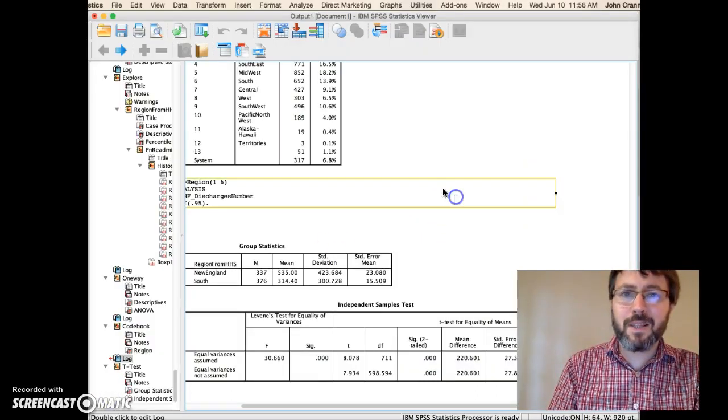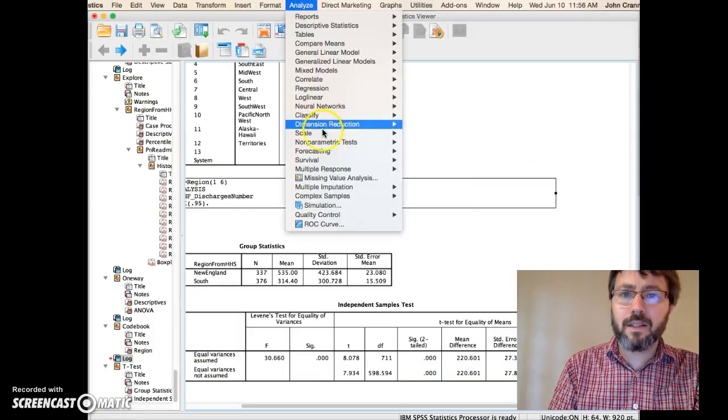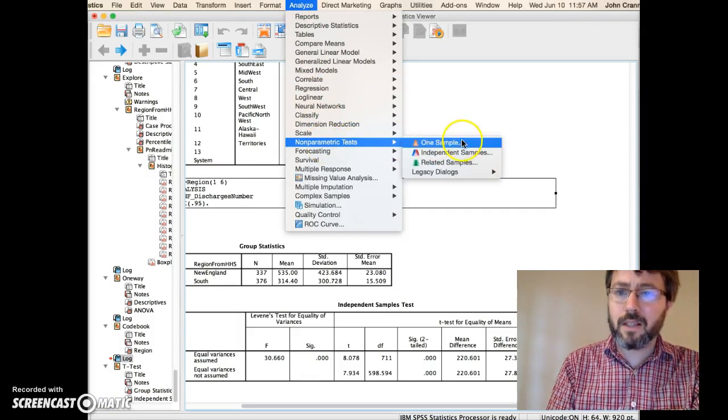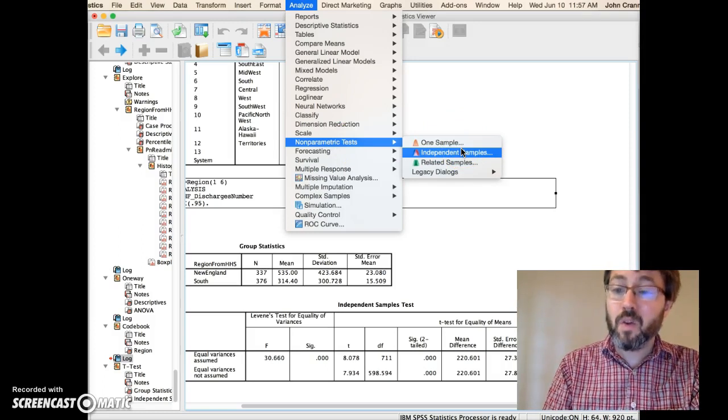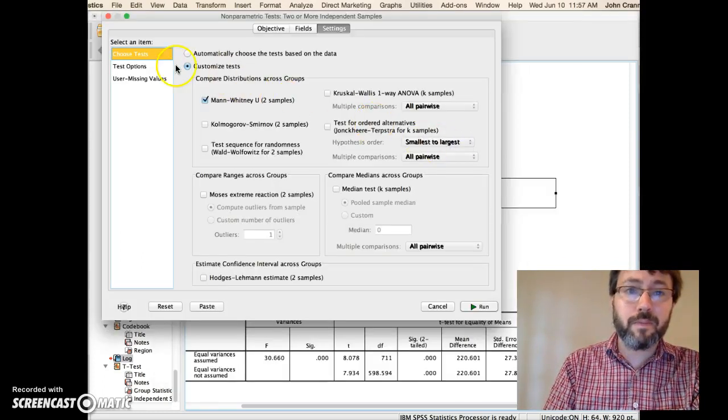So we come back to SPSS and we go to Analyze. We select non-parametric tests. These are independent samples. They're not pre and post, which will be related. And it's not one sample where we're comparing one region to a specified value. We're comparing one region to another. So these are independent samples.